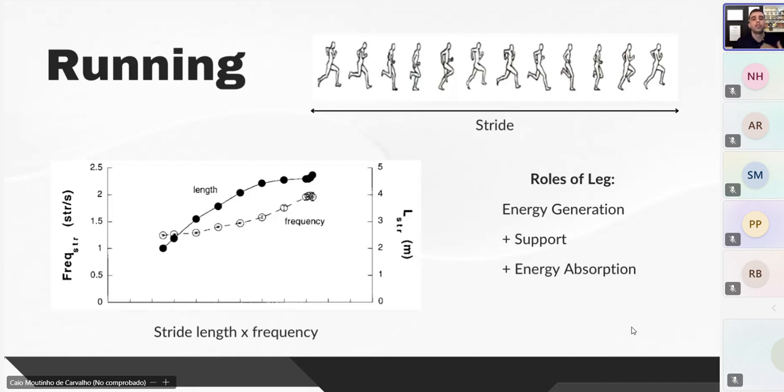And when we want to run a little bit faster, we tend to get the frequency a little bit higher. So normally that is the pattern that we have for running. We start with a bigger length, and then at the end we add a higher frequency, so we are able to run faster.